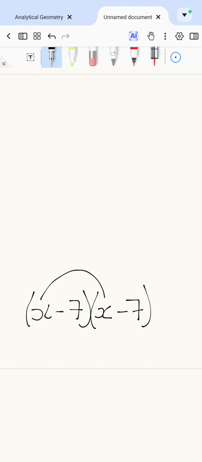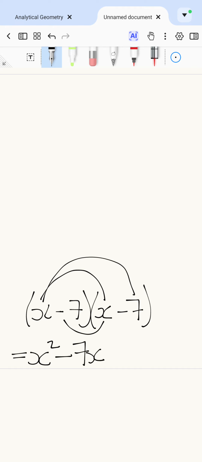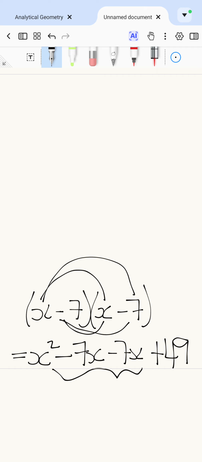So the x multiplies with the x, that gives us x squared. The x multiplies with a negative 7, that's minus 7x. The minus 7 multiplies with x, that's another minus 7x. And the minus 7 multiplies with the minus 7, that's going to give us positive 49. These two are like terms, so you will add them together and you'll have x squared minus 14x plus 49.